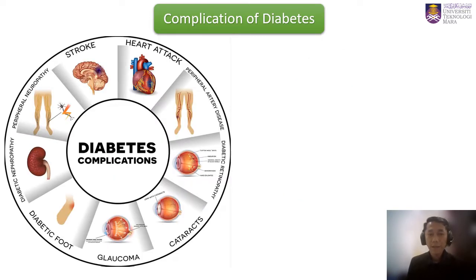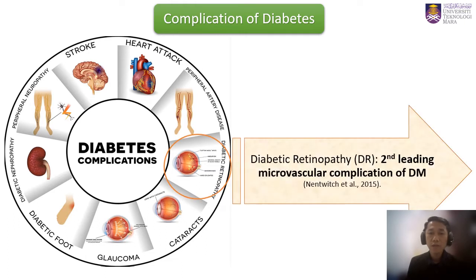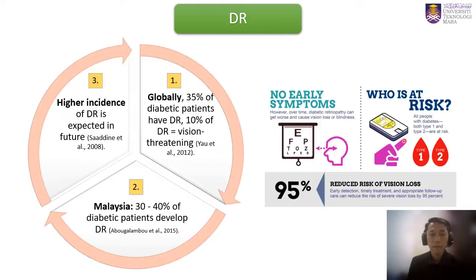Complications of diabetes can be divided into macrovascular and microvascular complications. Diabetic retinopathy, which I will refer to as DR, is the second leading microvascular complication. Globally, 35% of diabetes patients develop DR and around 10% of them have vision-threatening problems. A similar incidence also occurs in Malaysia.